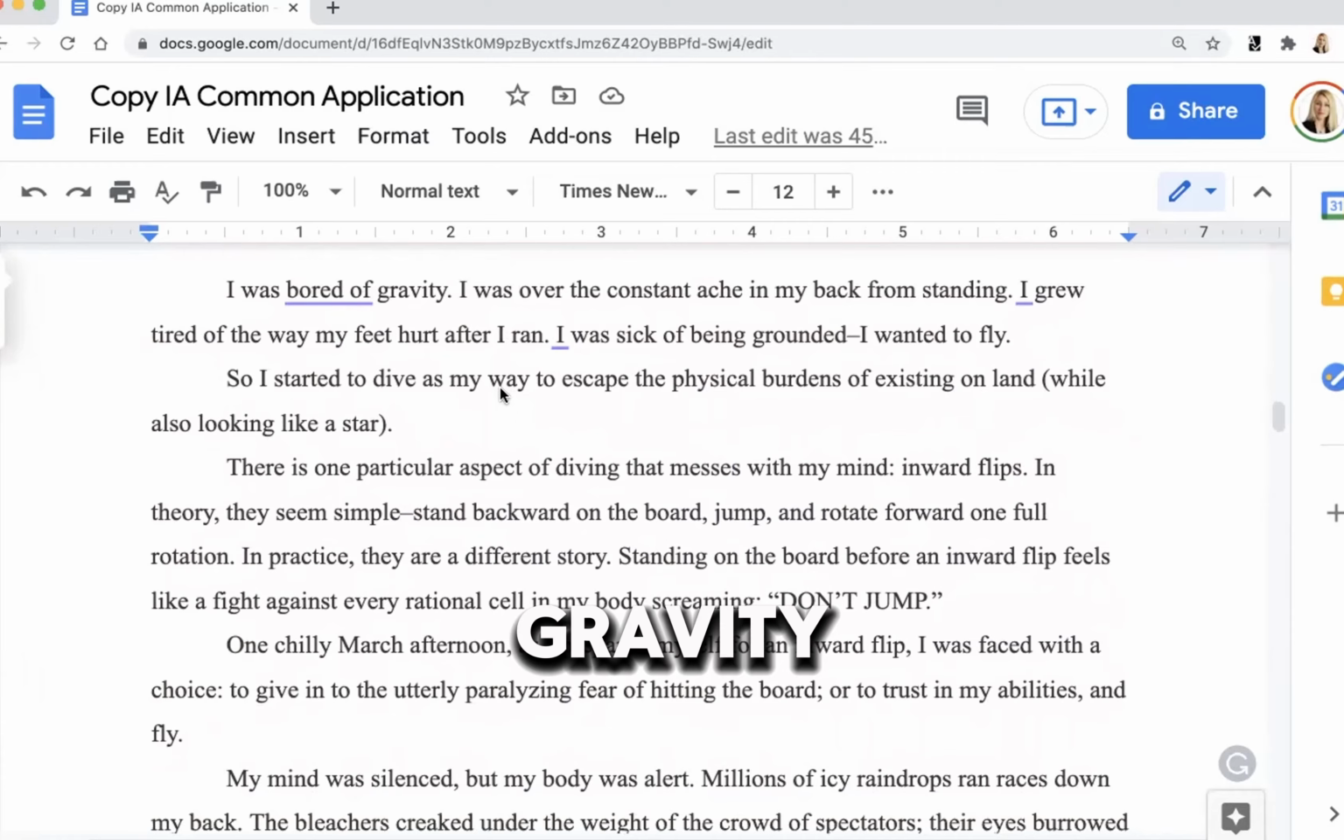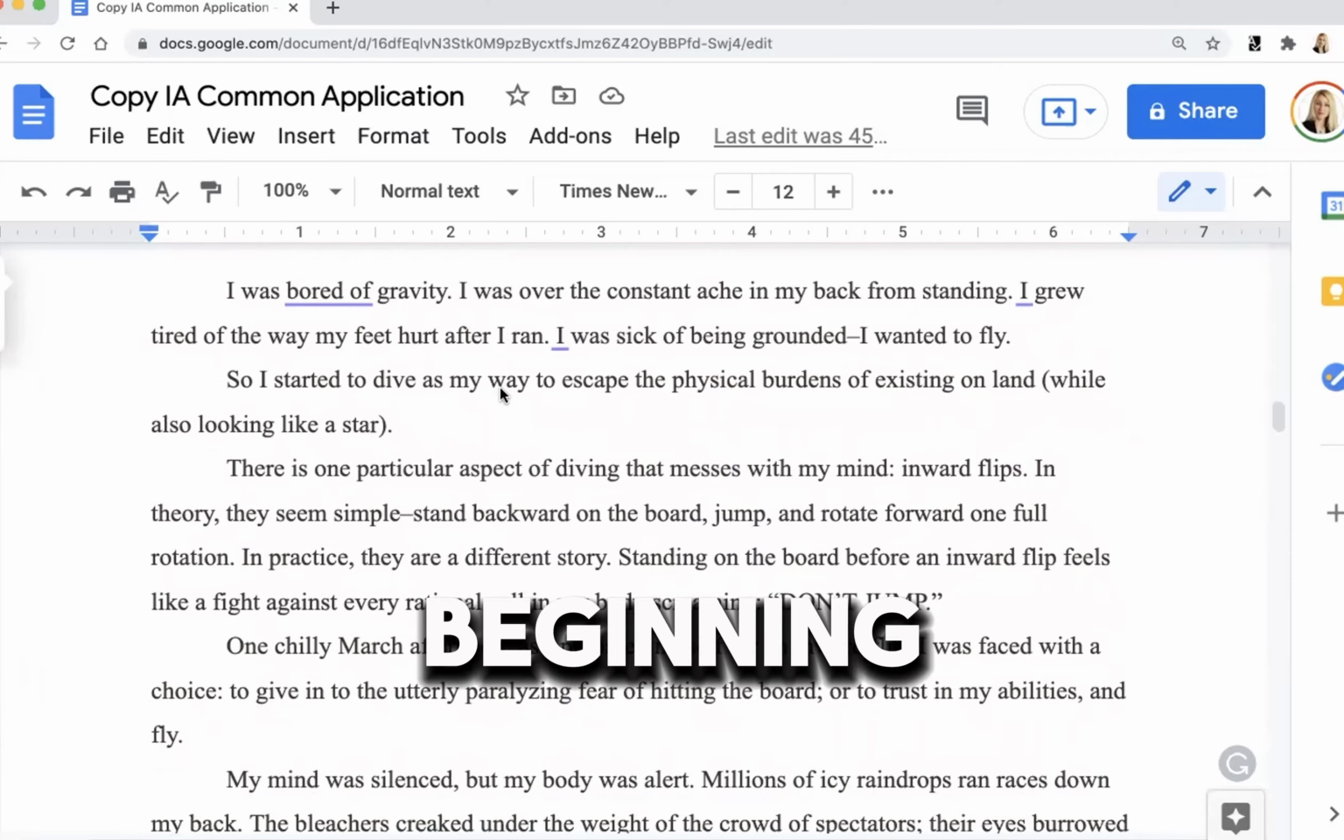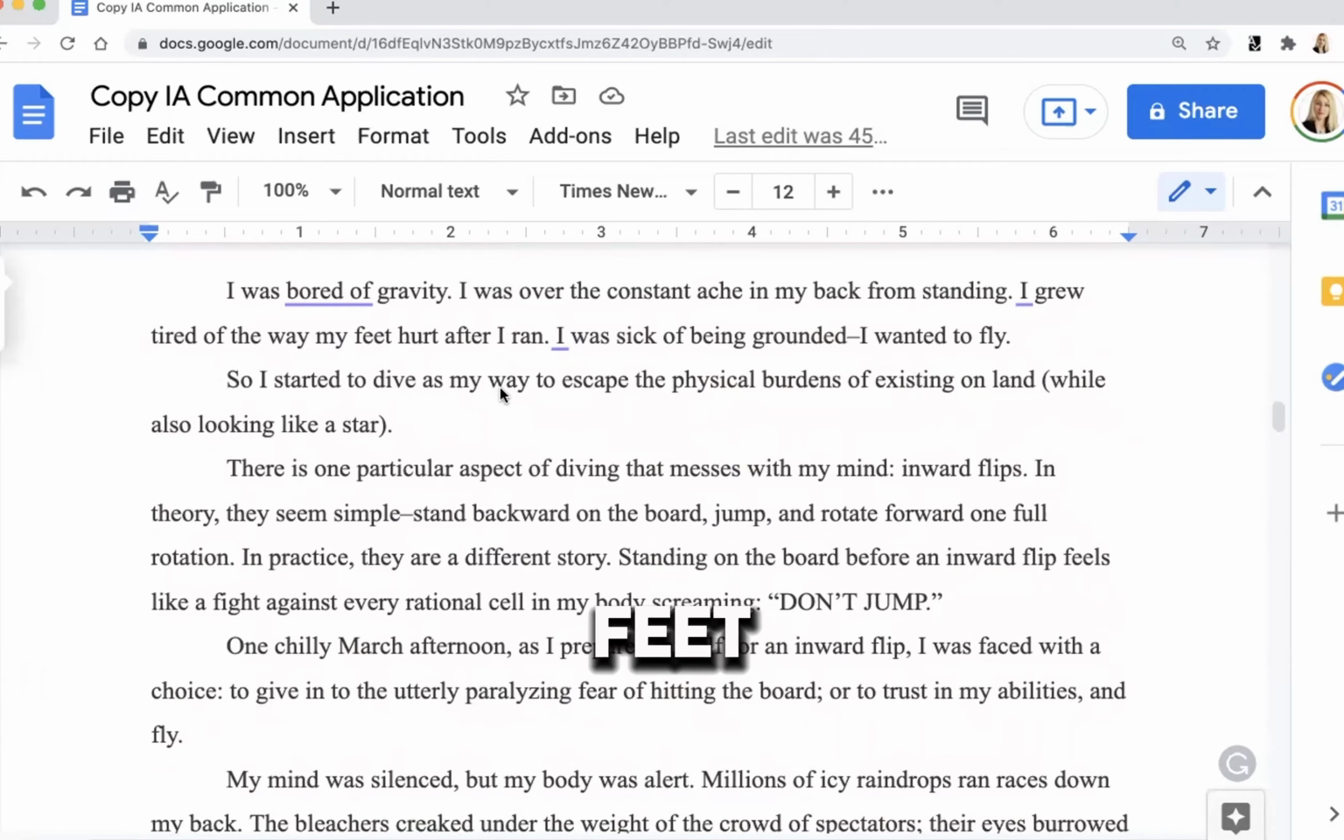I was bored of gravity. I was over the constant ache in my back from standing. Really poor beginning. I grew tired of the way my feet hurt after I ran. I was sick of being grounded. I wanted to fly. I, not going to work.